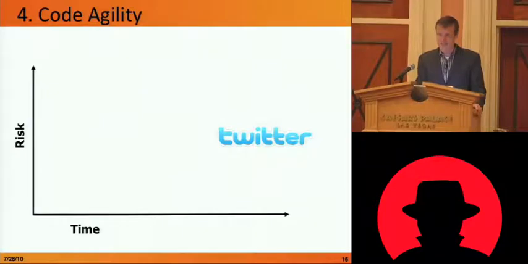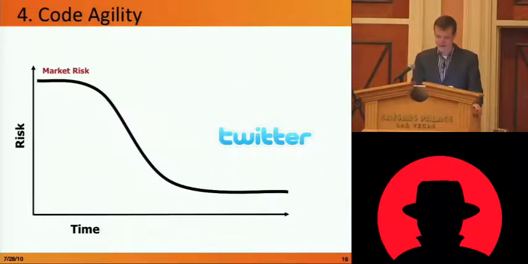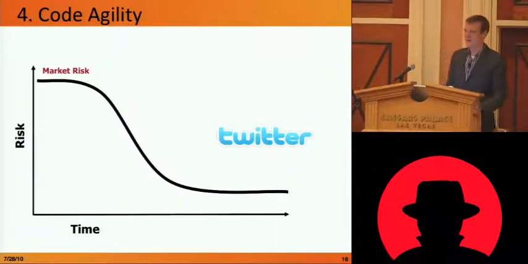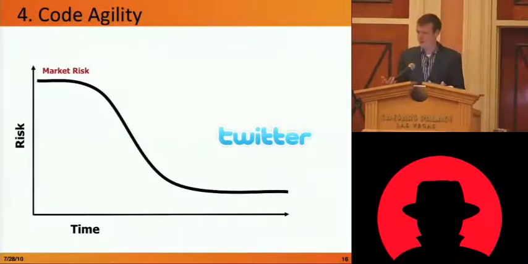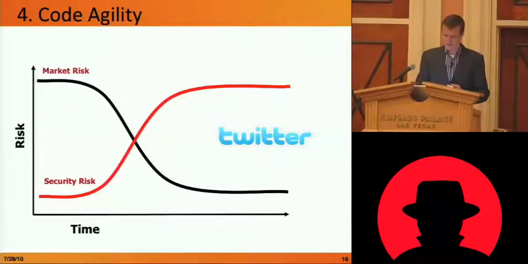I'll give you another example about code agility. So Twitter started out as this little social networking company. Only people in the Bay Area had ever heard of them. And their market risk was really high, right? They took some investor funding. They made this company. Nobody knew about them. They probably were going to fail. And all of a sudden, people started to learn who they were. And their market risk went down.